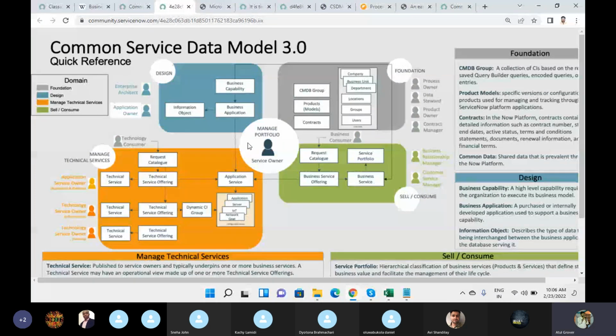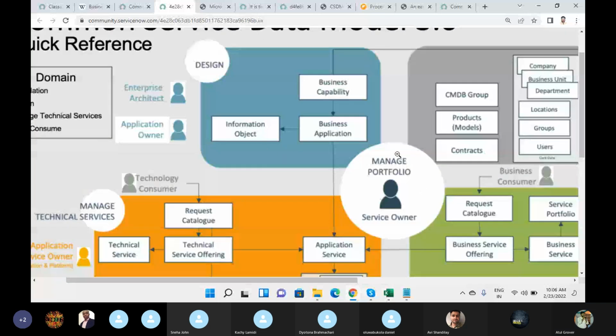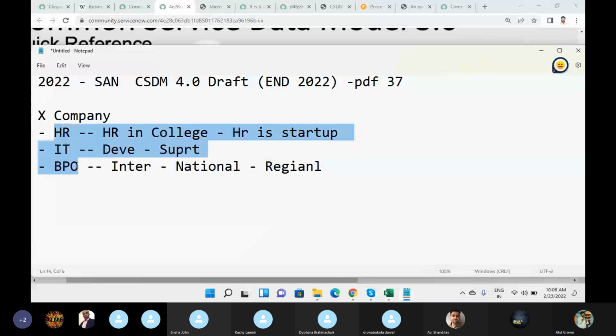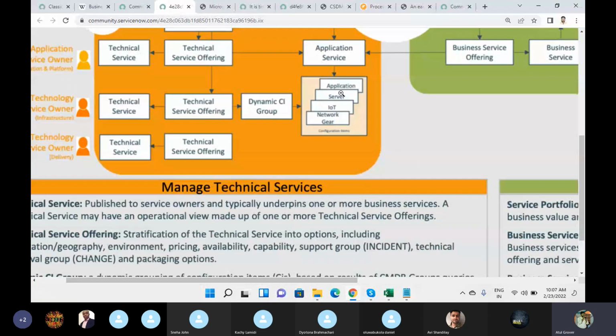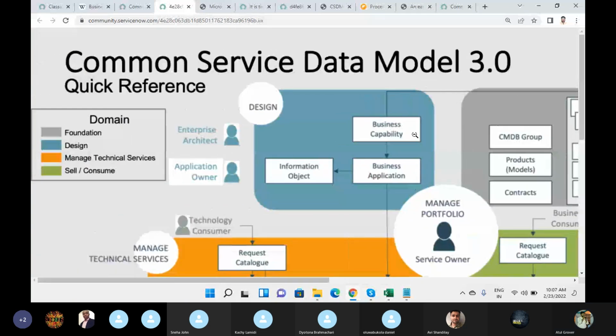So now what ServiceNow says here is that this is your portfolio. These three are your portfolio. On the portfolio, I have four separate sections for you, so that you know what services you are carrying. The concept we discussed yesterday on the CMDB part is here. These are the CIs. CSDM is built on top of the CMDB. So this says I have categorized your data, or your way of storing things, in four sections: Foundation, Design, Technical Services, and Sell and Consume.